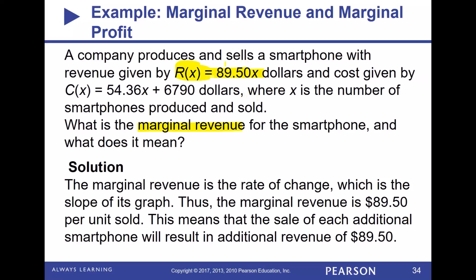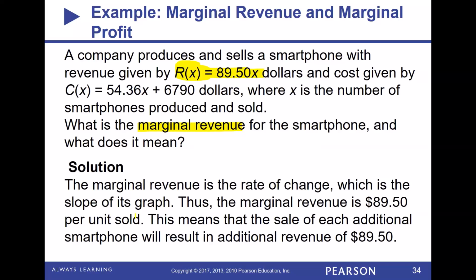So in our case here, again, I'm only looking at that revenue function here. And again, I'm looking very closely at it. And the number that would be in front of X is my slope, which is 89.5. So the marginal revenue in here is $89.50 per unit sold.